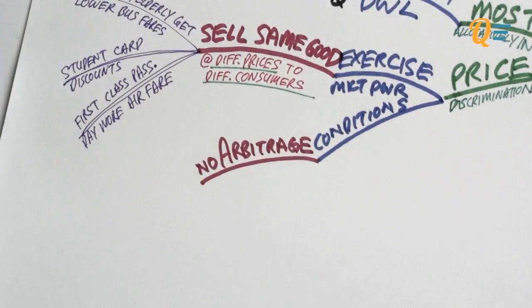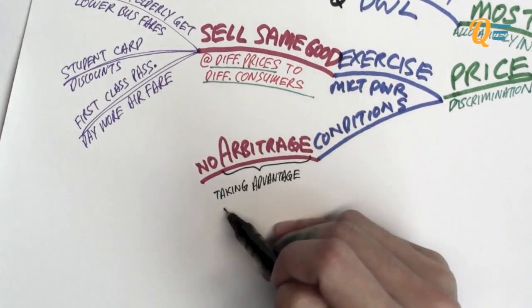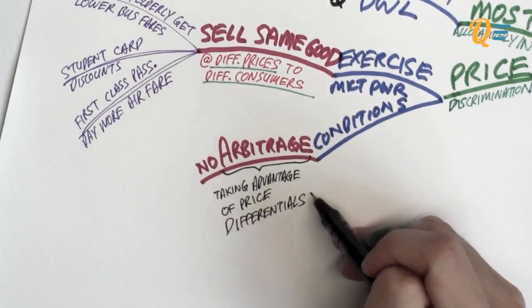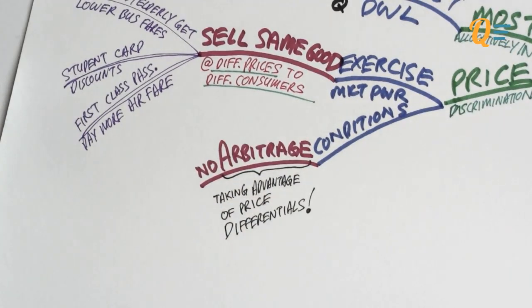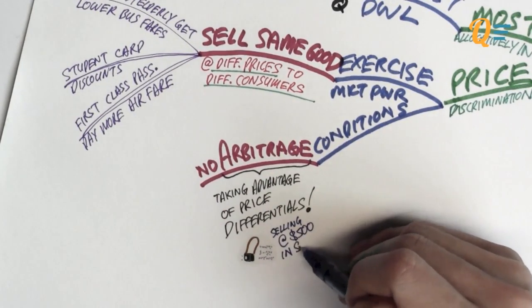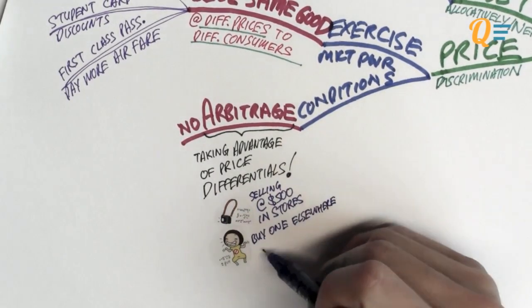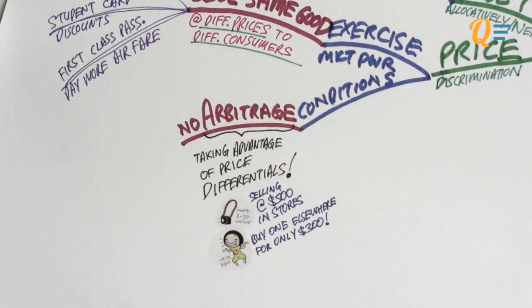Now that condition is called the no arbitrage condition. So what is arbitrage? It actually refers to people taking advantage of price differentials. The price differentials here means that the same good is selling at different prices in different places. To use a real life example, let's say that there is a digital camera that is selling at $500 in stores. And then you came along and you are the only person in your neighborhood that knows where to buy one elsewhere for only $300.